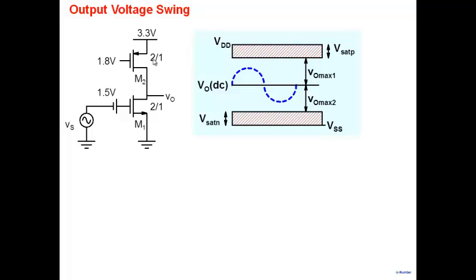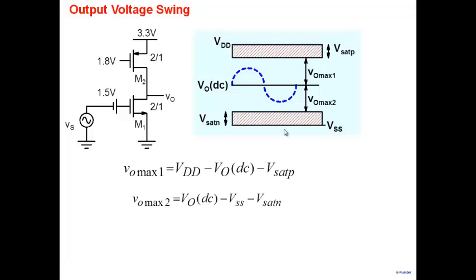So these bands are the saturation voltage of M2 and the saturation voltage of M1, and therefore one of the limits on swing will come from the fact that the positive part can at the most touch this particular region, and the negative part can touch only this particular region. So we get these two limits. One of the limits is, as you can see here, VDD. This is the DC value here.